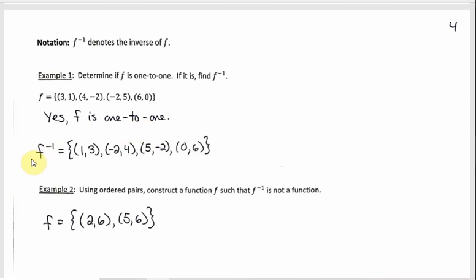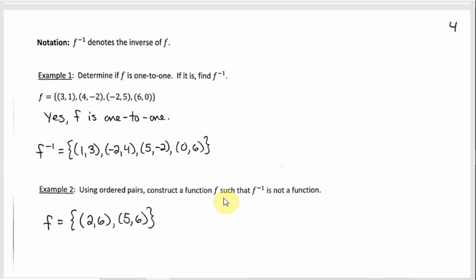And then what would f inverse look like? Well, if you're just doing ordered pairs, then you just have to interchange x and y. So like the inverse of 3, 1 is 1, 3. And then the inverse of 4, -2, we get -2, 4, and so forth. So you just have to interchange the coordinates, and those would give you the points that would be part of f inverse.